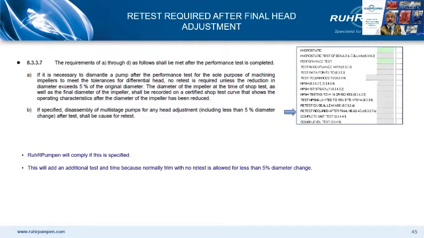Retest after final head adjustment. Well, API 610 says that no retest is required if the sole reason for the retest is impeller trimming by less than 5% of the impeller diameter. But you have the option on multi-stage pumps to ask for this retest. Any trimming will have been done after the factory in-house test, so this scenario will seldom occur on a witness test.